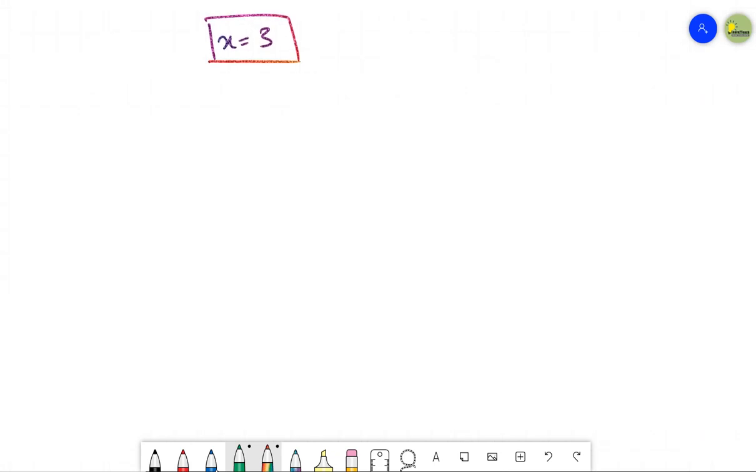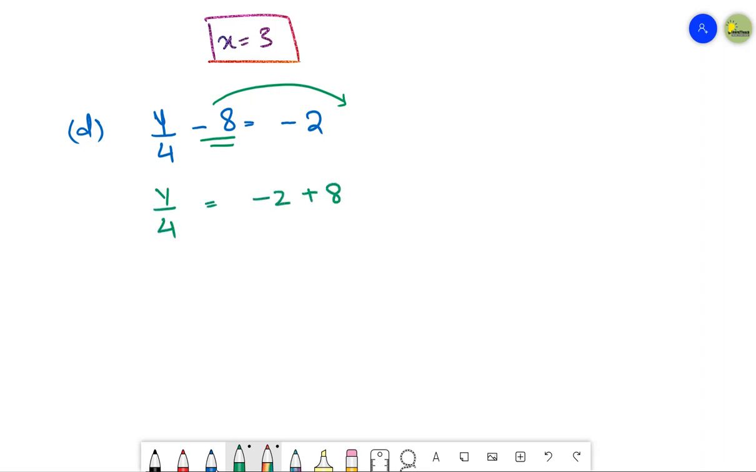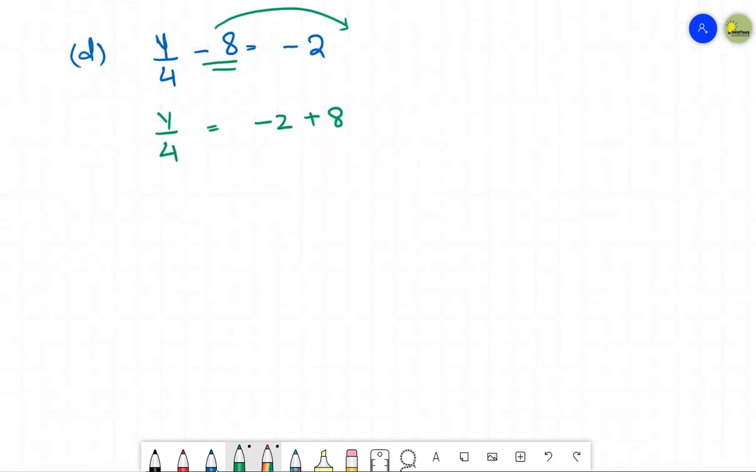Okay, in part D, I'm having y upon 4 minus 8 equals to minus 2. Again, the same thing. First of all, you need to shift this minus 8. This is a constant value. It will be shifted to the right hand side of the equation. So keep y upon 4 as it is equals to minus 2 plus 8. Change the sign of the constant when it is shifted to the other side. y upon 4 equals to minus 2 plus 8. It is 6.